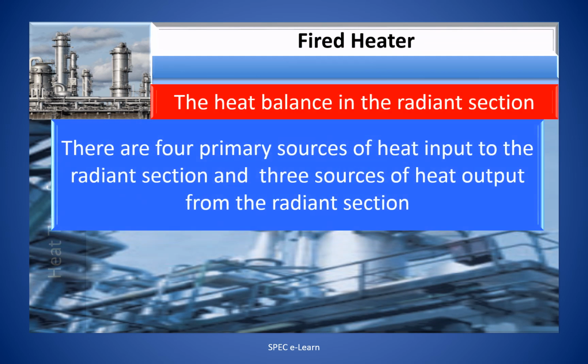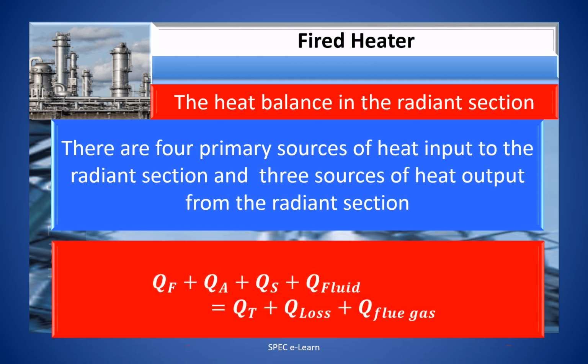The heat balance in the radiant section. There are 4 primary sources of heat input to a radiant section and 3 sources of heat output from the radiant section. So we can write the heat balance for the radiant section now. QF plus QA plus QS plus Q fluid equals QT plus Q loss plus Q flue gas.